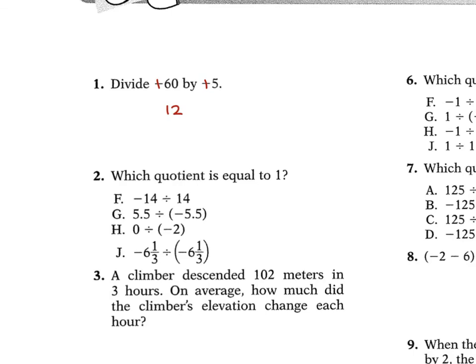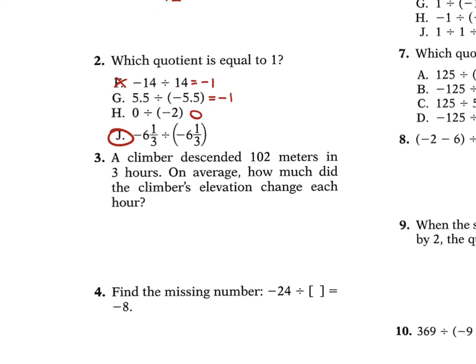For F, we have a -14 divided by a +14. That's equal to -1, so that's not right. G, same thing. That's going to be -1. H is 0. And then J, a negative divided by a negative is a positive, and those two numbers are the same. 3 says a climber descends 102 meters in 3 hours.